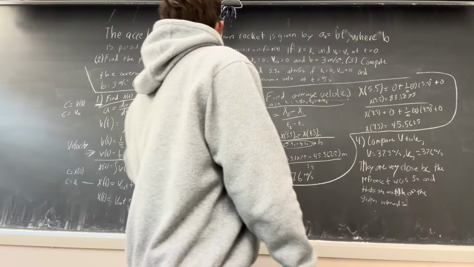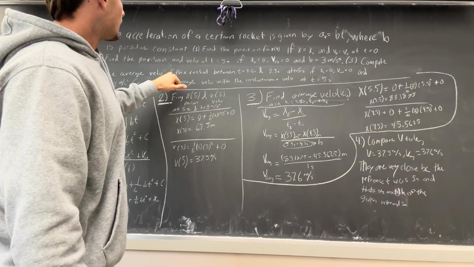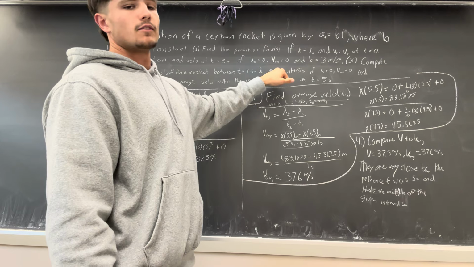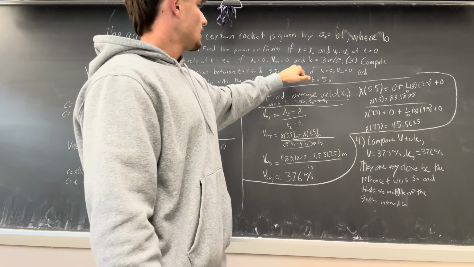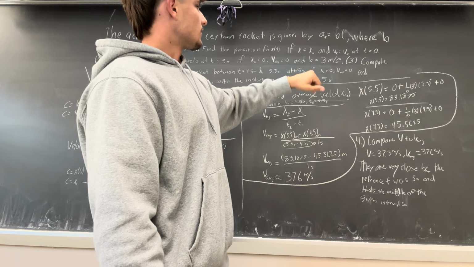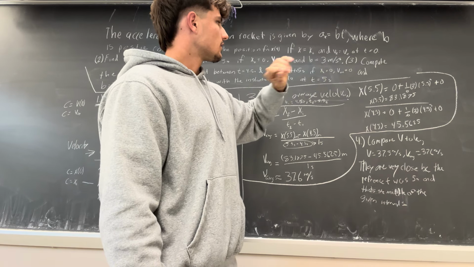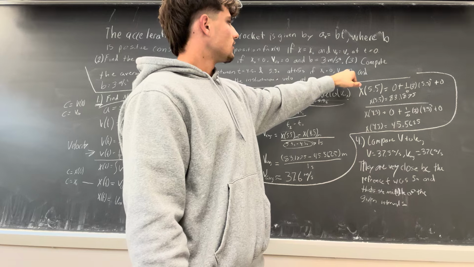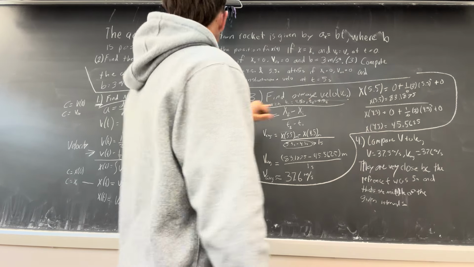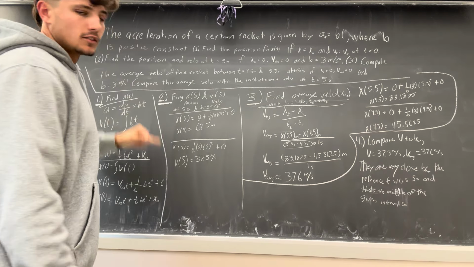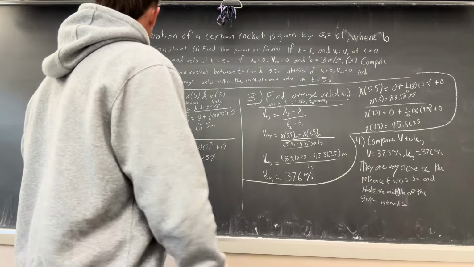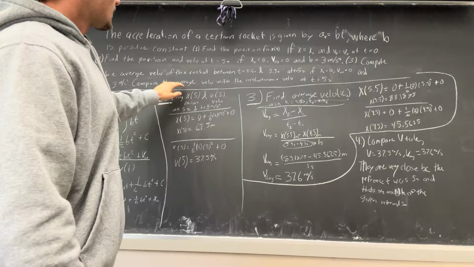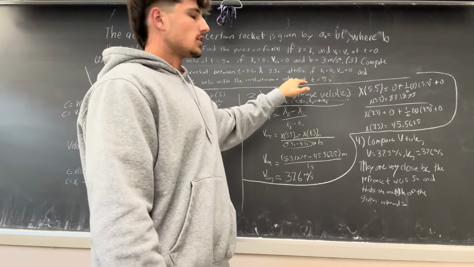Step 3, compute the average velocity of the rocket between the time intervals 4.5 seconds and 5.5 seconds at 5 seconds, if x0 is equal to 0 and v of x is equal to 0 and b is still equal to 3 meters per second cubed. Next, compare this average velocity with the instantaneous velocity at 5 seconds.